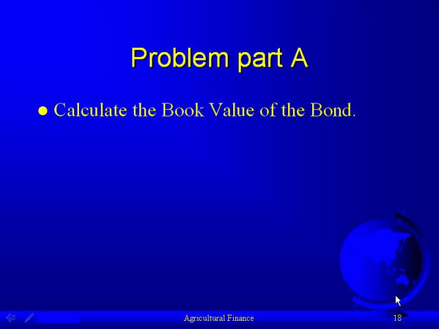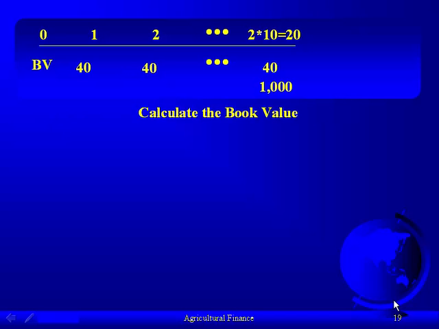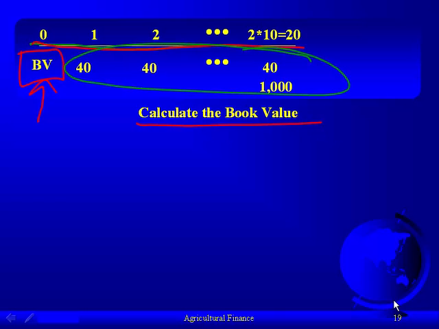This is the problem part A of the bond example. And we want to calculate the book value of the bond. If we look at this, we draw the timeline, and it's the same timeline that was on the previous slide. But in this particular case, we want to know the book value. We're going to calculate the book value. And what was the definition of the book value? It was the present value of all these remaining payments discounted at the contractual rate.